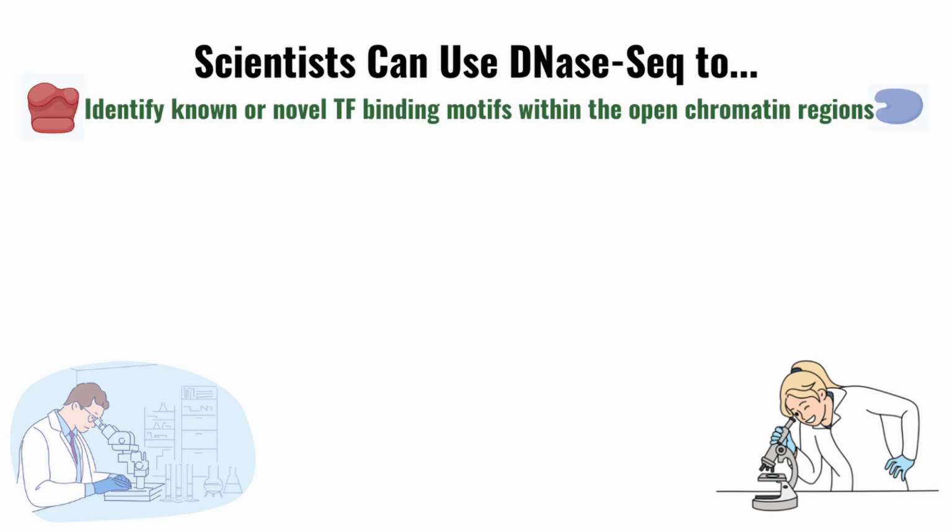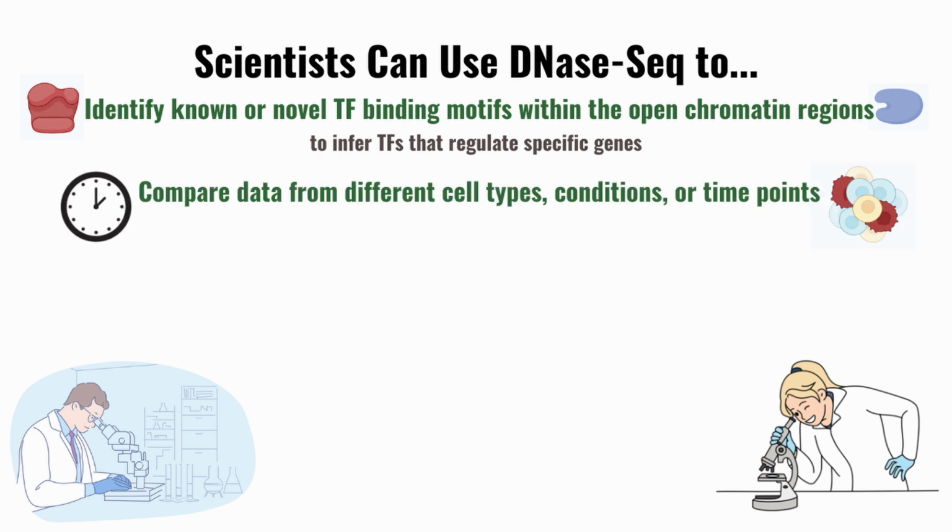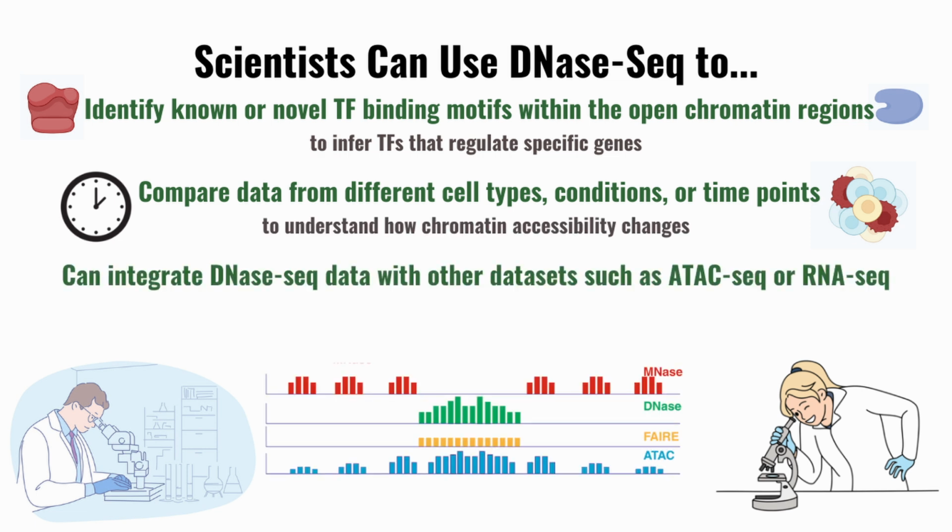Scientists can identify known or novel transcription factor binding motifs within the open chromatin regions to infer transcription factors that regulate specific genes. Scientists can compare data from different cell types, conditions, or time points to understand how chromatin accessibility changes, and they can integrate DNase-Seq data with other data sets such as ATAC-seq or RNA-seq to build a more comprehensive understanding of gene regulation.